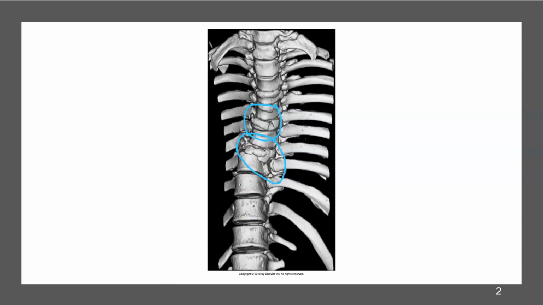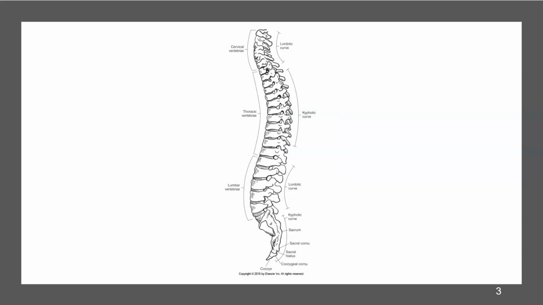3D shows us quite a bit, but like I said, we don't normally do it as it's not reimbursed, and it's more for show than anything. Looking here, we have our cervical and we have our thoracic and our lumbar. With our cervical we have a lordotic curve, with our thoracic a kyphotic curve, and then a lordotic curve down in our lumbar, and then we have also our kyphotic curve down here in the sacrum coccyx.